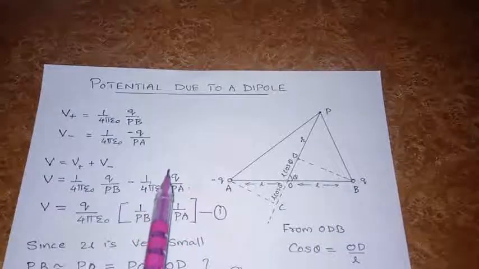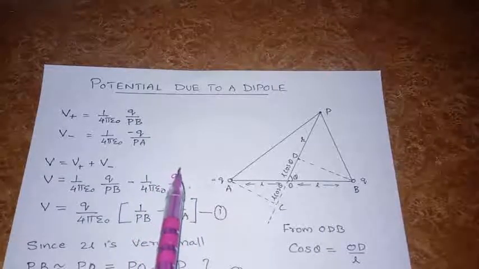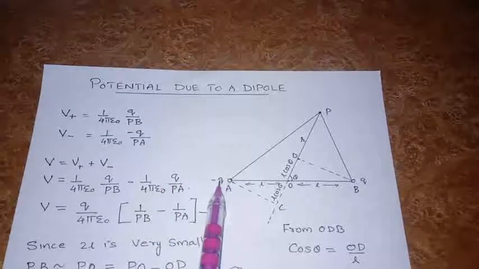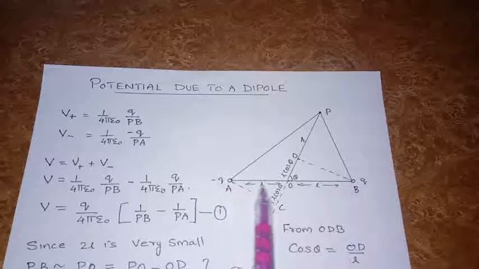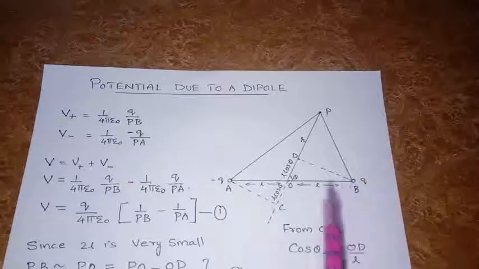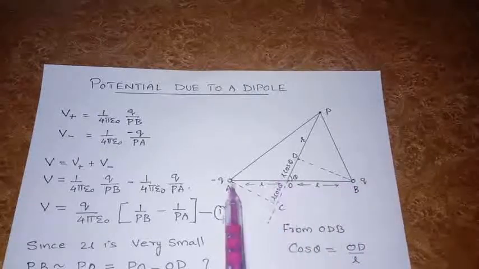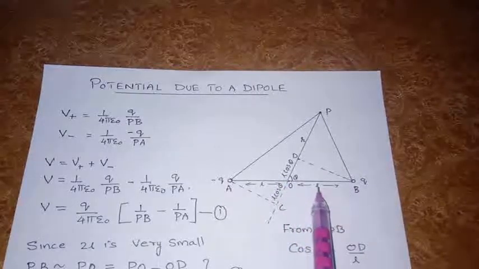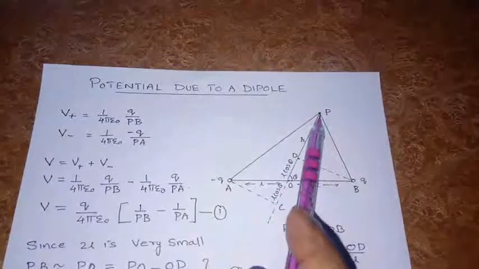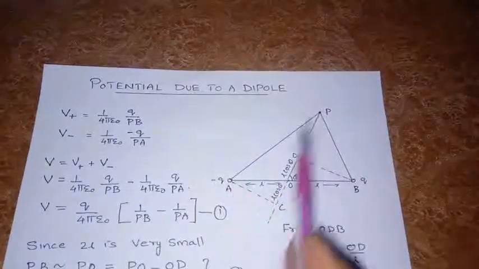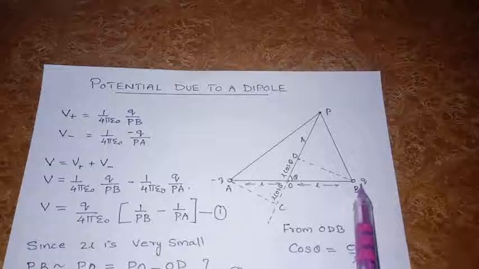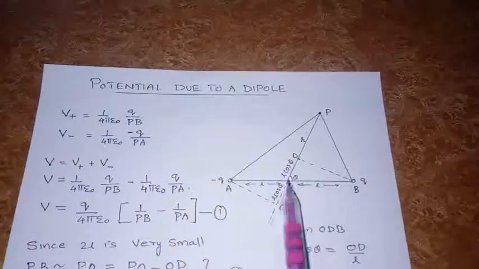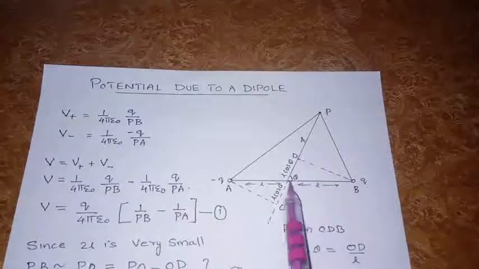Today we are going to discuss electric potential due to a dipole. A dipole is two equal and opposite charges, minus q and plus q, separated by a small vector distance 2L. Let O be the center, then AO must be equal to L and BO also must be equal to L. P is the point which is at a distance AP from minus q charge and BP from plus q charge. P is the point which is at a distance r from the center at an angle theta.